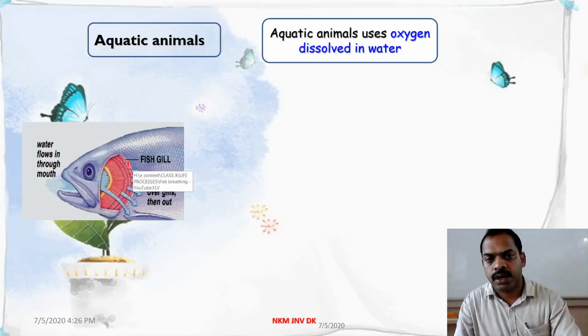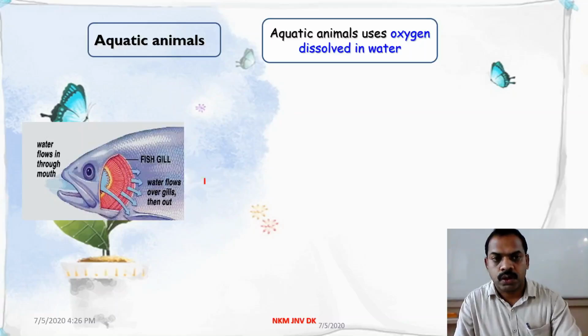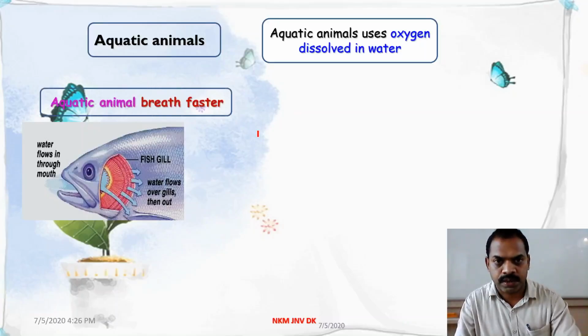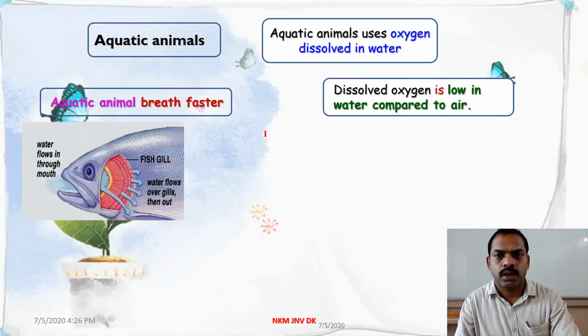So what is the peculiarity? They have the breathing mechanism specially designed for them. What is that? Gills. Another important feature is that they have to breathe fast. They have to breathe faster. The reason why they have to breathe faster is that dissolved oxygen is low in water compared to air.